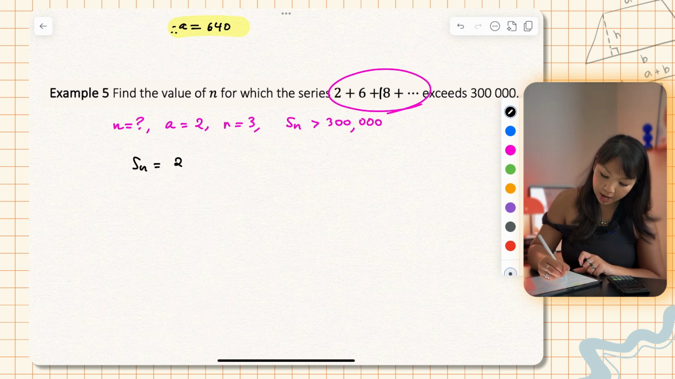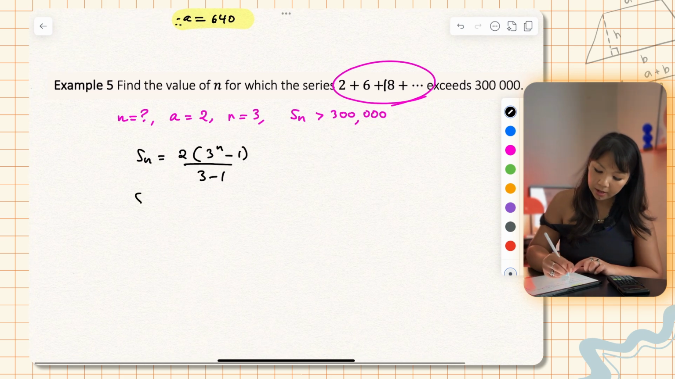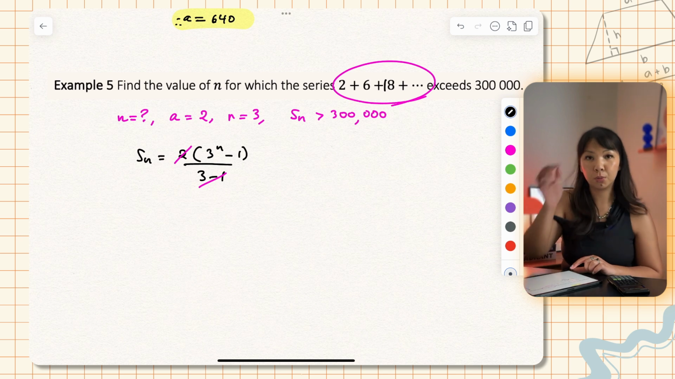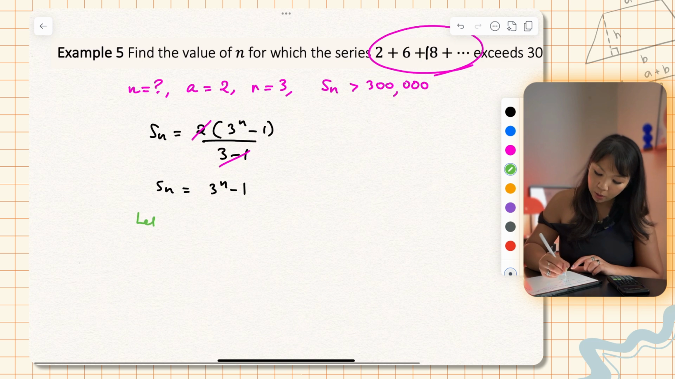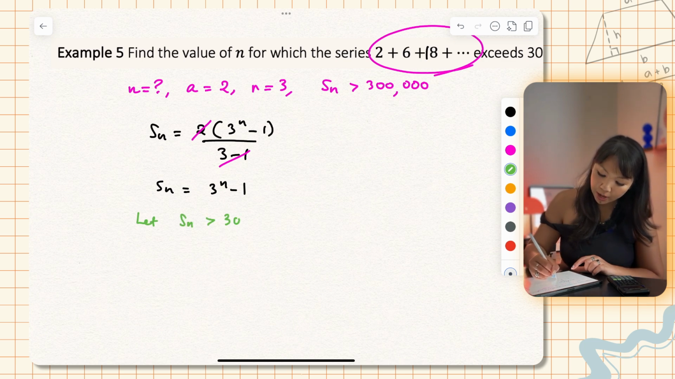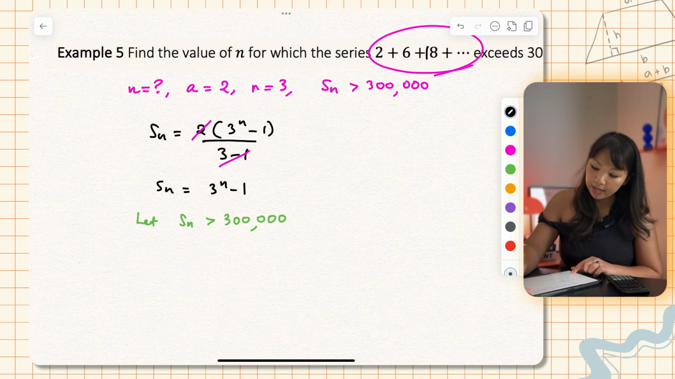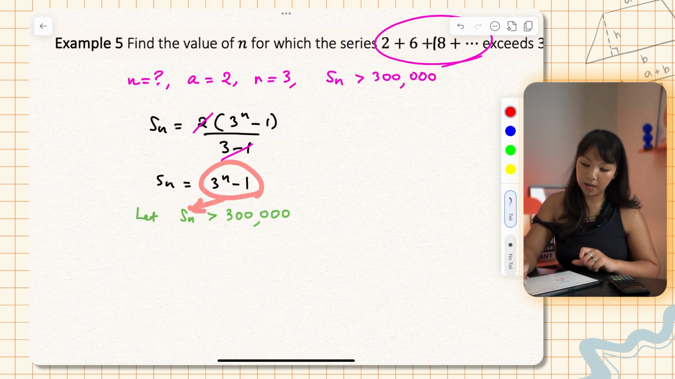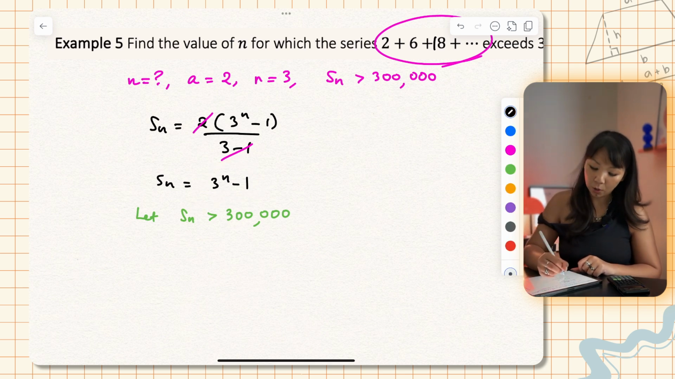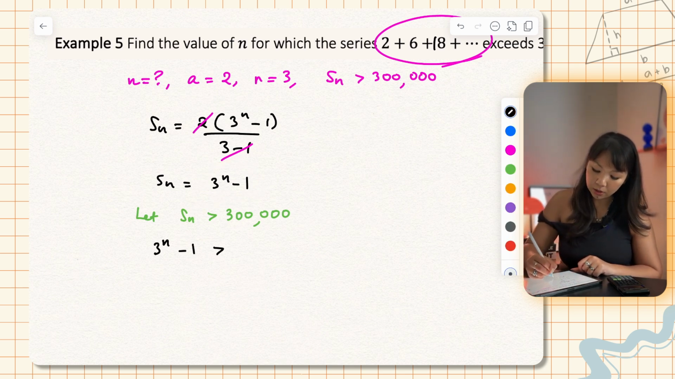All right, so first let's find an expression for the Sn. We're going to get Sn equals A bracket R to the power of N minus 1 over R minus 1. Now, if you actually simplify this, you're going to see that the 2 at the top and bottom cancel because 3 minus 1 becomes 2. So you just get Sn equals 3 to the N minus 1. Now we're going to let Sn be greater than 300,000. Whenever I do this, I kind of think about it like substituting it in. So I'm going to sub in that Sn equals 3 to the N minus 1. So it's going to appear on the left-hand side of the inequality. So 3 to the N minus 1 is greater than 300,000. Or 3 to the N is greater than 300,001.